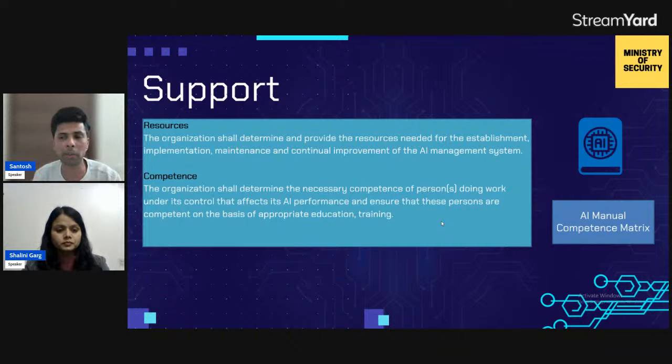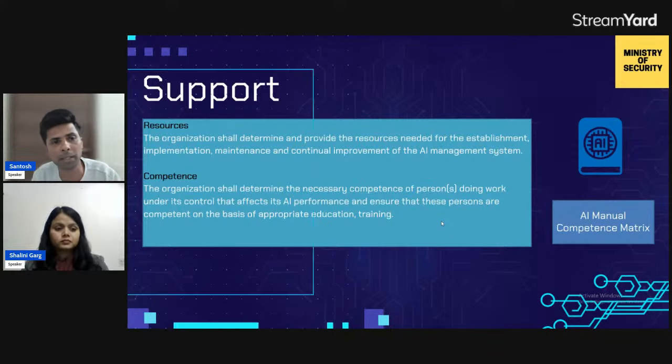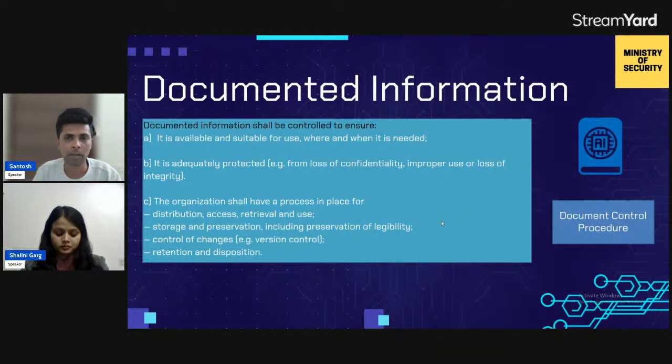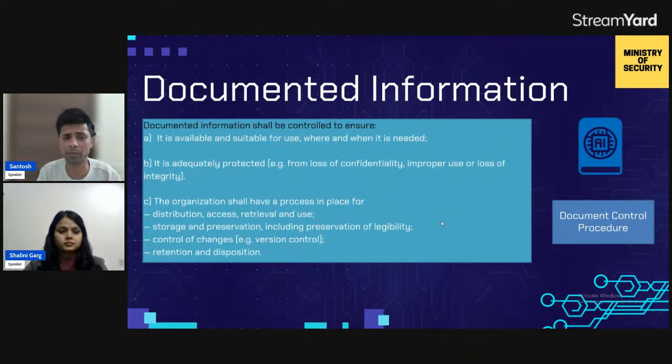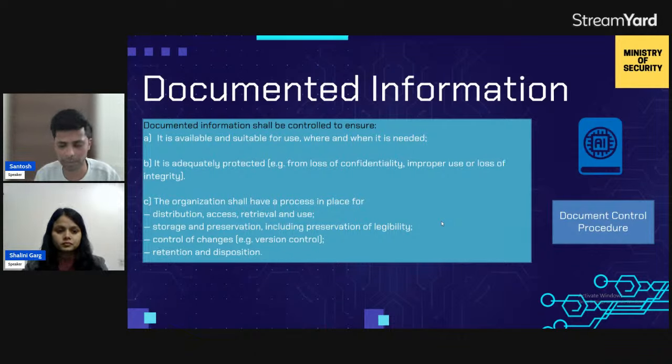So you're expected to have an AI artificial intelligence manual. At the same time, you need to document your competence metrics. The documented control procedure talks about, if you have implemented ISO 27001, you can look at the same thing. You need to have version control. It has to be documented. You need to ensure that any changes to the document go through change management. That's pretty much documented information.